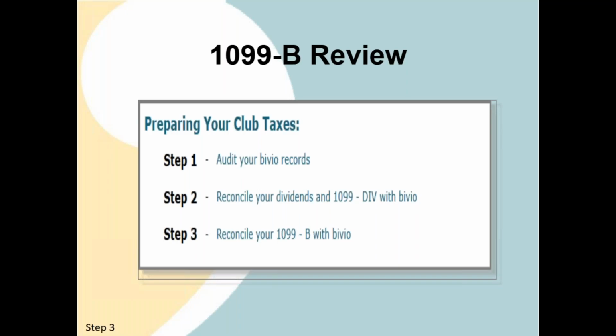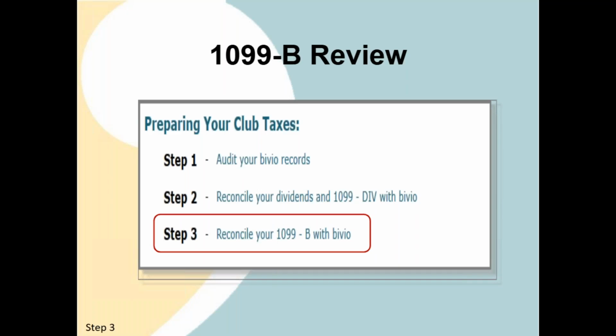Now, when you finish the second step and have finished comparing and correcting your dividend entries, you'll return to the tax prep screen. You'll see that step 3 is now showing. It also involves comparing a bivio report with a 1099 form. In this case, your 1099-B, which reports your capital gains and losses, just like dividends, we have a review form that looks similar to what you'll be getting from your broker that will allow you to do this.